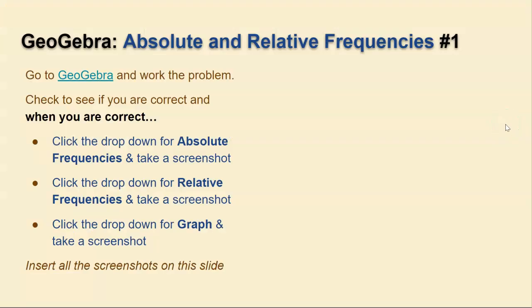The last four screens are a different GeoGebra activity with absolute and relative frequencies. For each of these, they're going to follow the same instructions. They're going to go to GeoGebra, work the problem. When they get it correct, they're going to basically create 3 screenshots and paste them onto this slide.